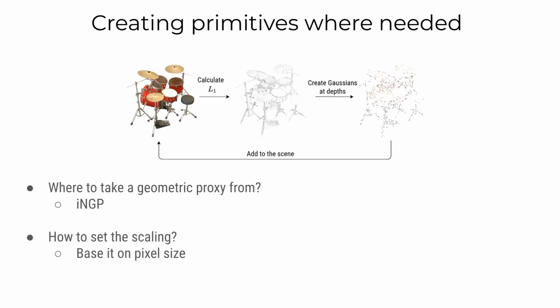Another important consideration is the initial size of the new Gaussians. We choose their scale so that after rendering they appear approximately 1 pixel wide. This enables them to quickly capture missing details without overlapping the existing reconstruction.